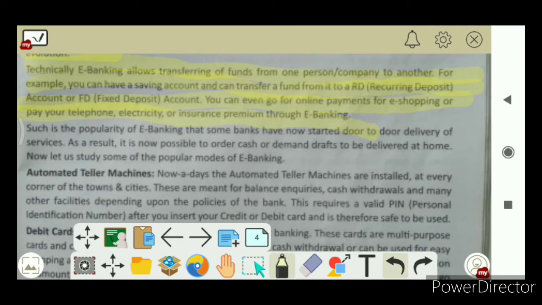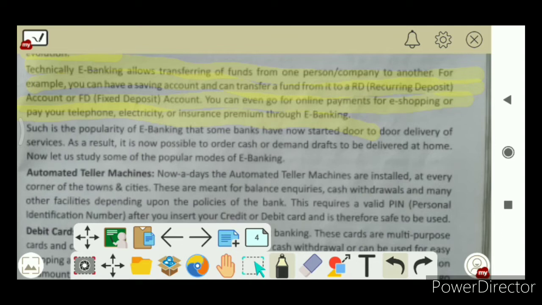What can you do using e-banking? When you use e-banking, you can transfer money from one personal account to another personal account, or one company account to another company account, or one personal account to a company account, or one company account to a personal account. You can do fund transfer by using e-banking.